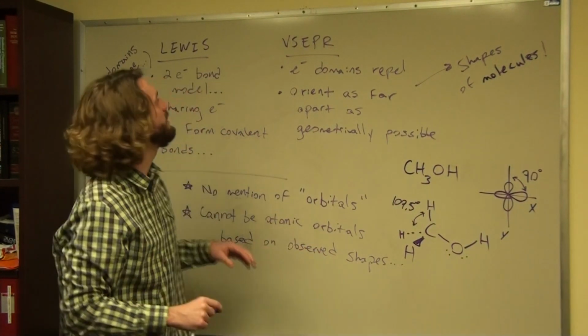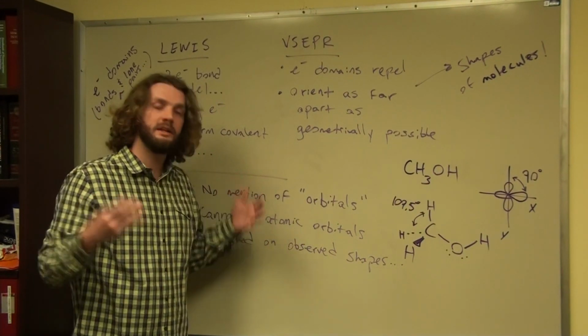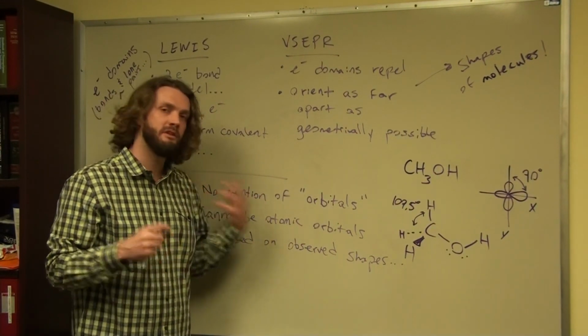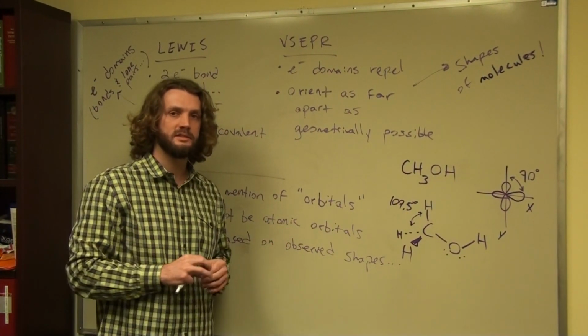So what we need to do is take all of these things and use them, but use an additional model to rationalize everything all together: bonding, shape, etc. So that's what we're going to discuss today.